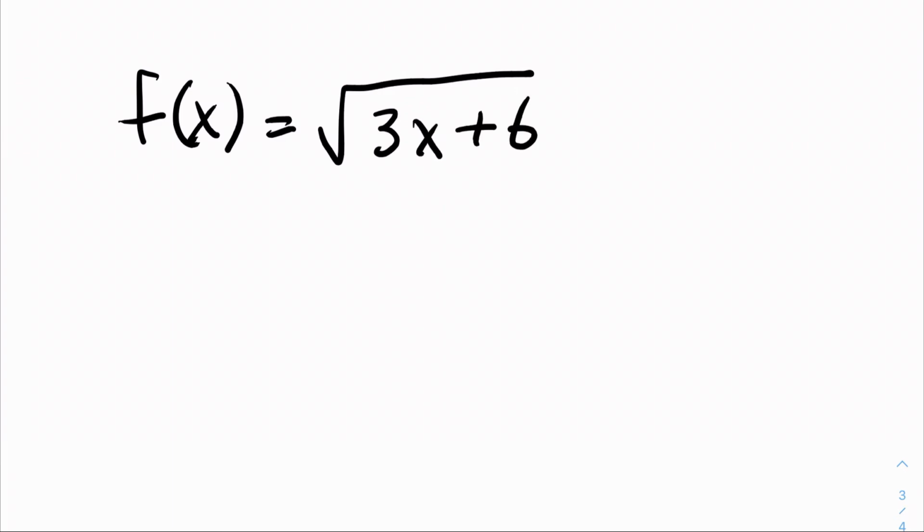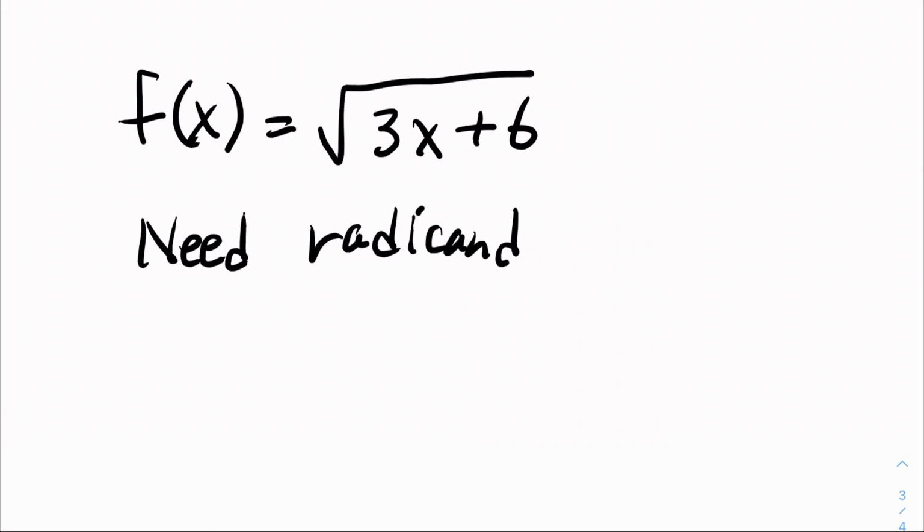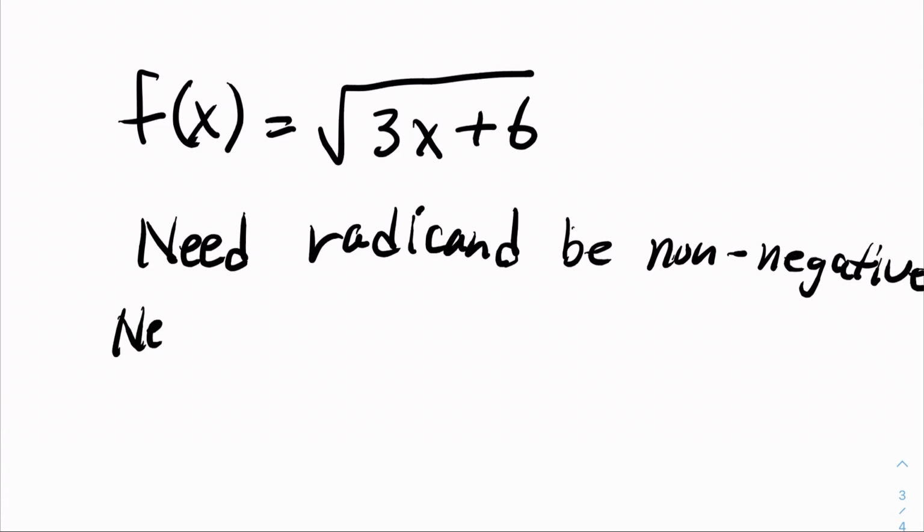So what do we need? We need the radicand, which is basically the stuff underneath the radical symbol. It's called the radicand. We need the radicand to be non-negative. Okay, so how do you write that mathematically? How do you write something non-negative in the inequality format?